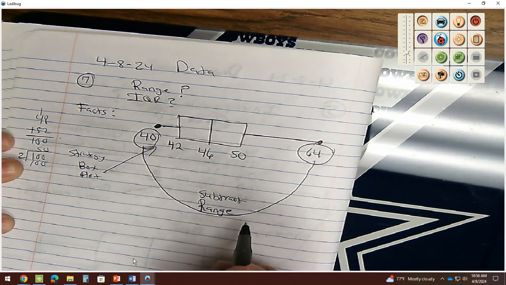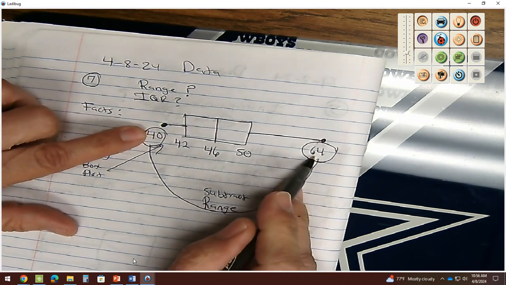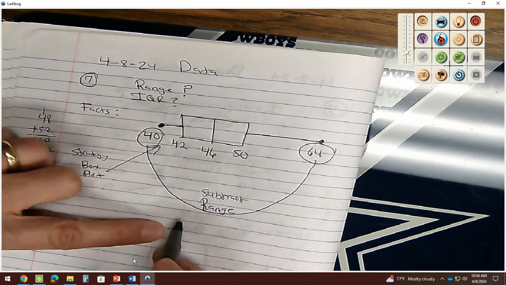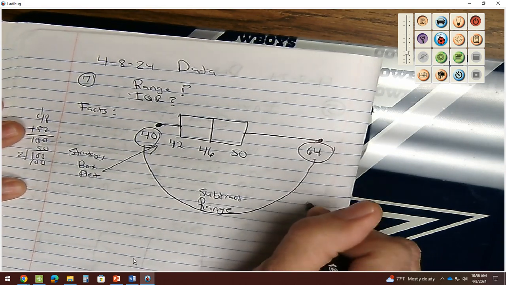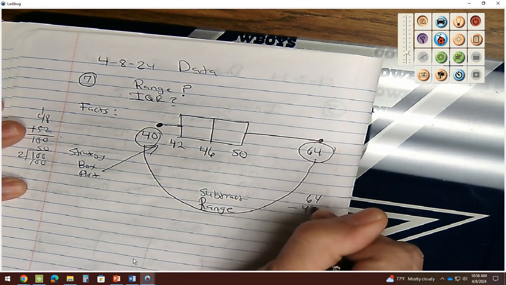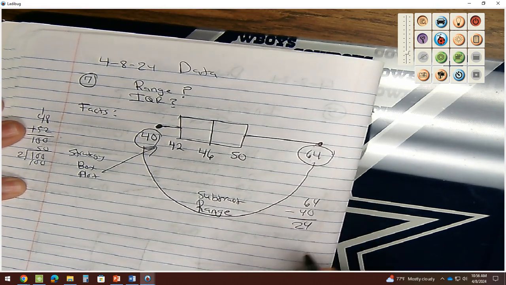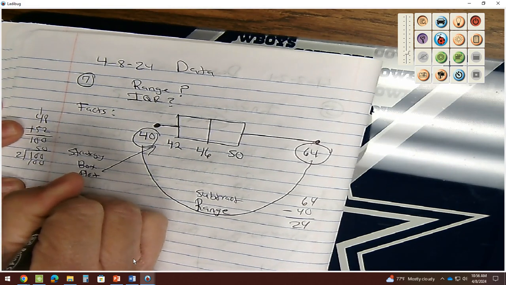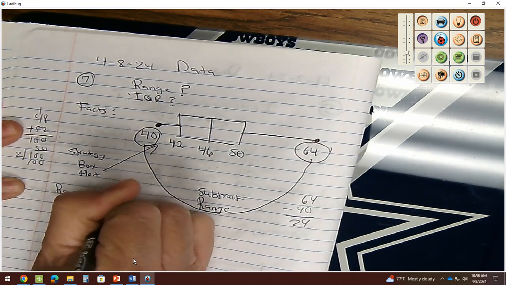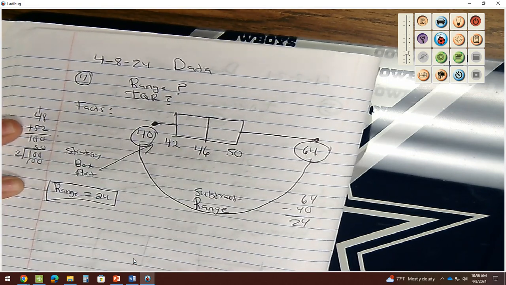I cannot forget, once you see the word range, I'm going to go to the last one and the first one and connect them and subtract. It's 24. 64 minus 40 is 24. Kobe's right again. So what's the range? Range equals 24. I found one answer.